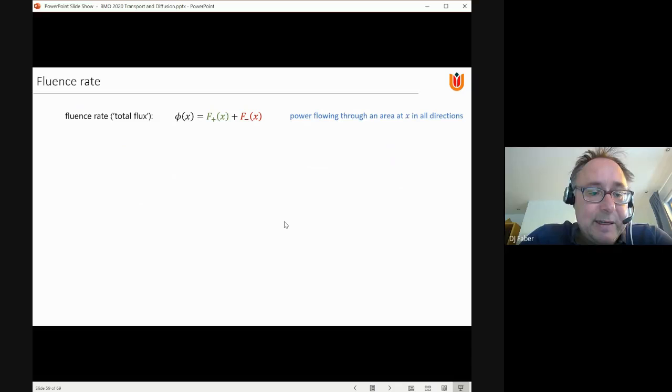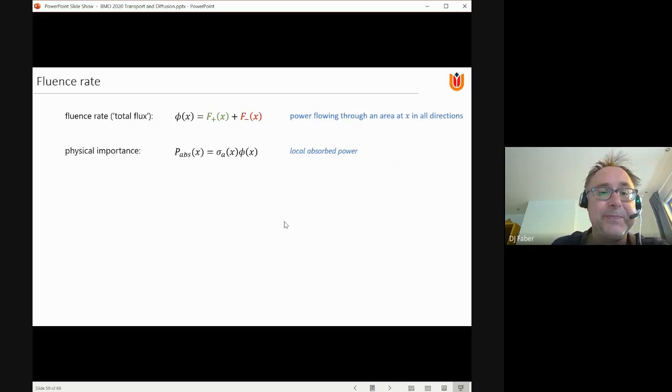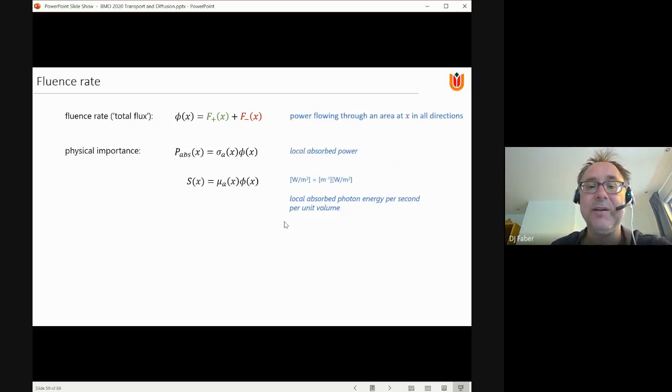So we can continue and look at the total flux. Adding the fluxes in the positive and in the negative direction gives the total power flowing through that area in all directions, the fluence rate. The physical importance, as we said a couple of slides ago, is that if you multiply the fluence rate with the local absorption cross section, you get the local absorbed power, and if you multiply the fluence rate with the absorption coefficient, you get the absorbed power density, how many watts per cubic meter you are basically dumping in the tissue.